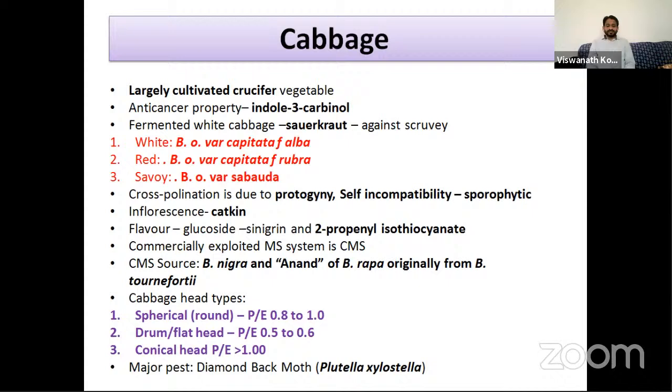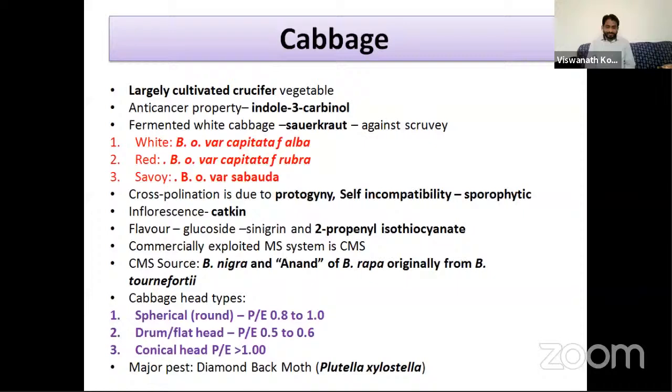Generally, the seamen, when they go fishing into the ocean, take this sauerkraut and they eat it. It is a fermented product, so we can store it for a long time. It can be used against scurvy. Scurvy is due to the deficiency of vitamin C. So against that, it can be used.